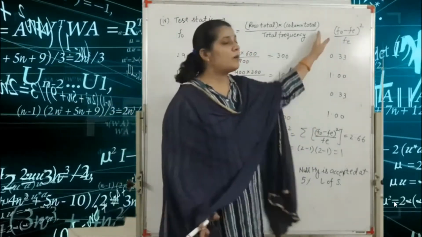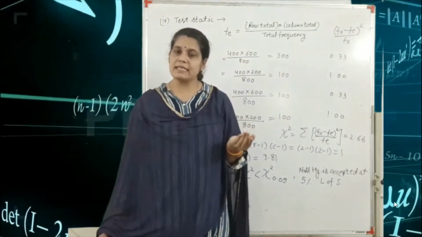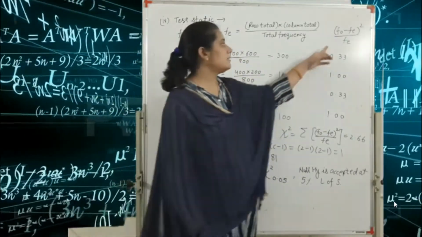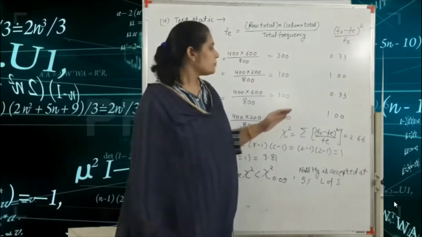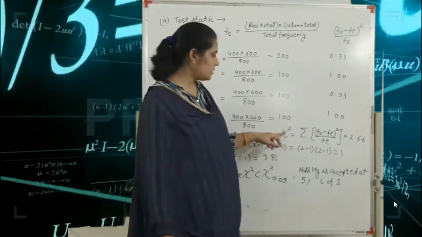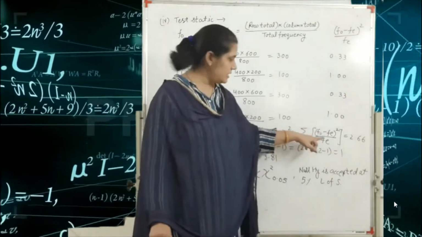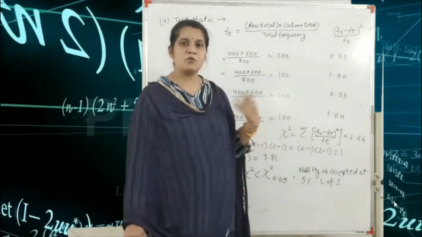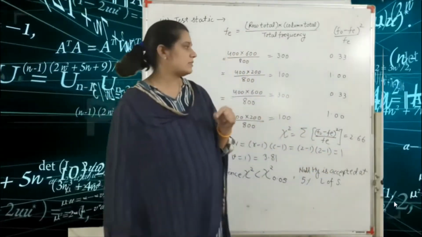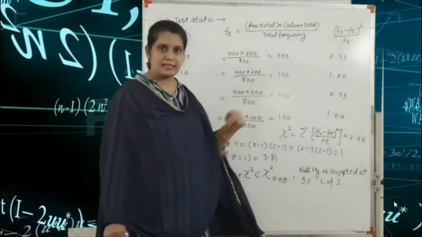So this is the column of FO minus FE whole square divided by FE, that means observed frequency minus expected frequency whole square divided by the expected frequency. So sum all these values. We put here the formula: chi square is equal to summation of observed frequency minus expected frequency whole square divided by FE. So we get the total value 2.66, the sum of these values.